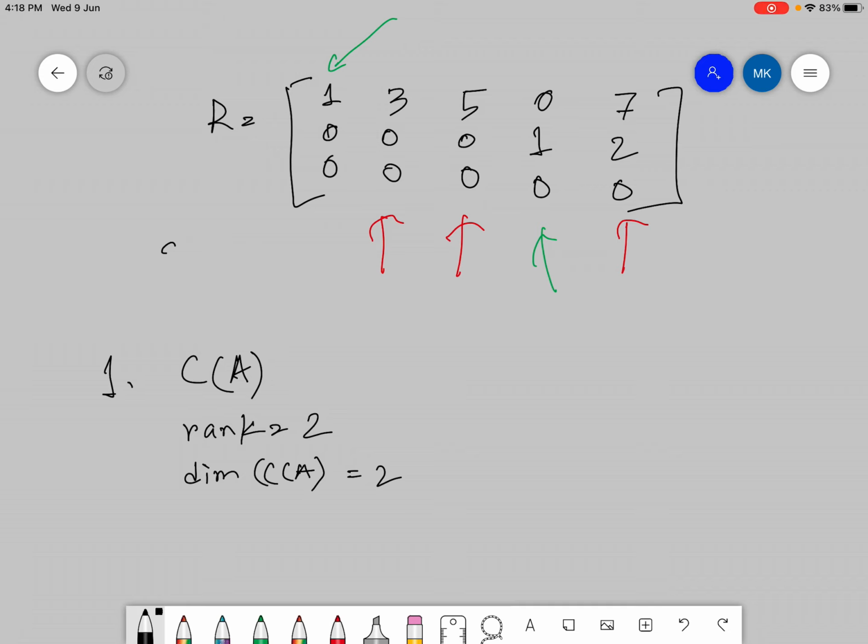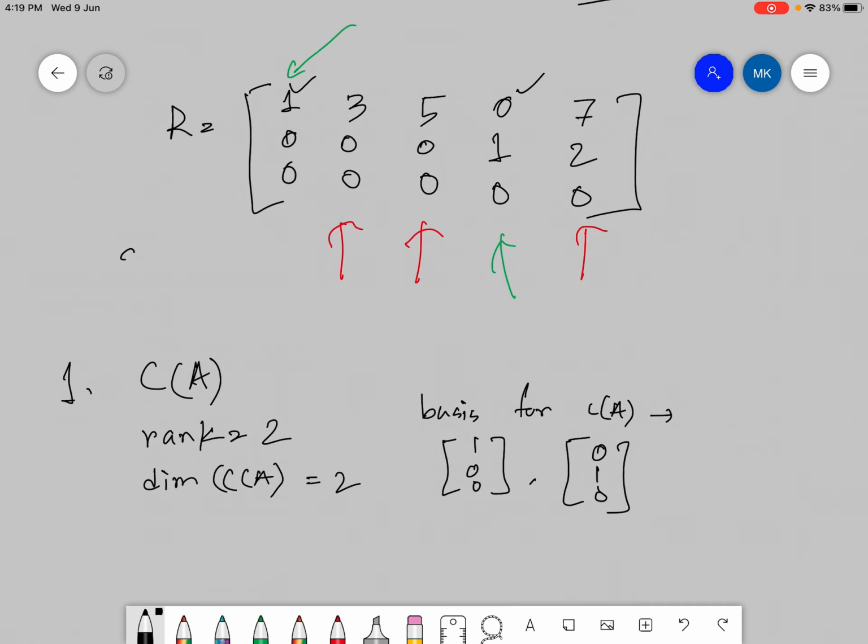So what is the basis for a column space? The basis for the column space is the first column and the fourth column. So the pivot columns are basically the basis. If I write the basis for the column space, this is basically 1 0 0 and 0 1 0. These are the basis.